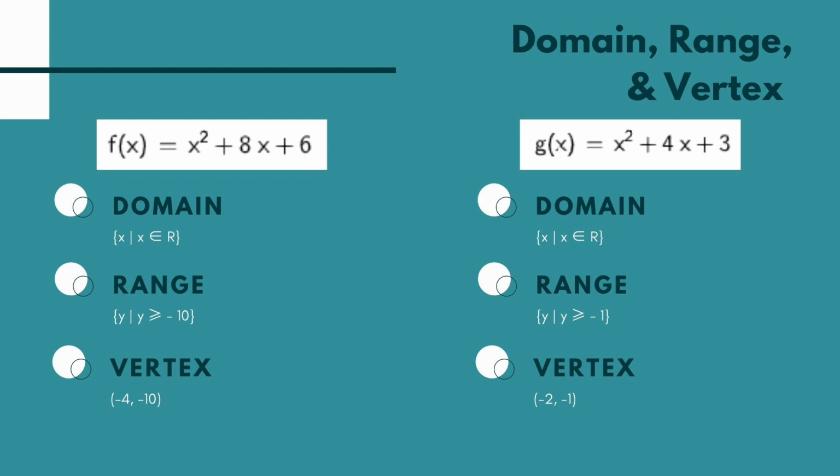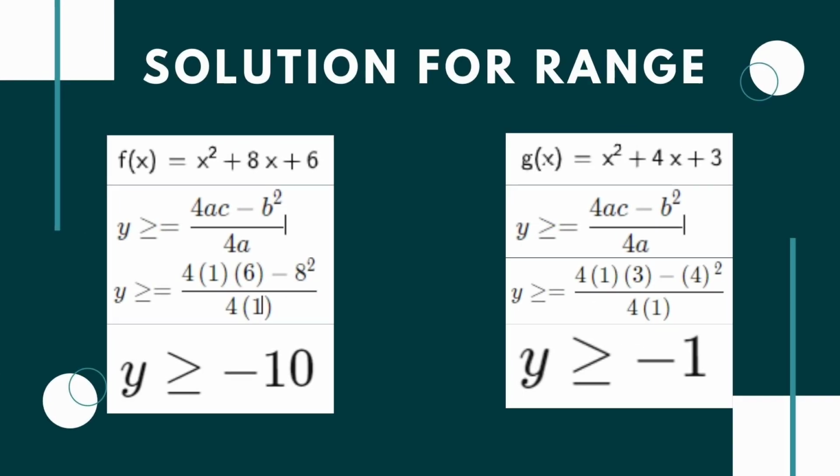The solution for the range will be presented in the next slide, while we identify the location of the vertex later on in the presentation. As you can see here, these are the solutions on how we achieve the range. The standard formula to be used in both functions is (4ac minus b squared) over 4a. In f of x, a is 1, b is 8, and c is 6. In g of x, meanwhile, a is 1, b is 4, and c is 3. You'll just have to substitute the respective values and you'll arrive at the answers we mentioned earlier.